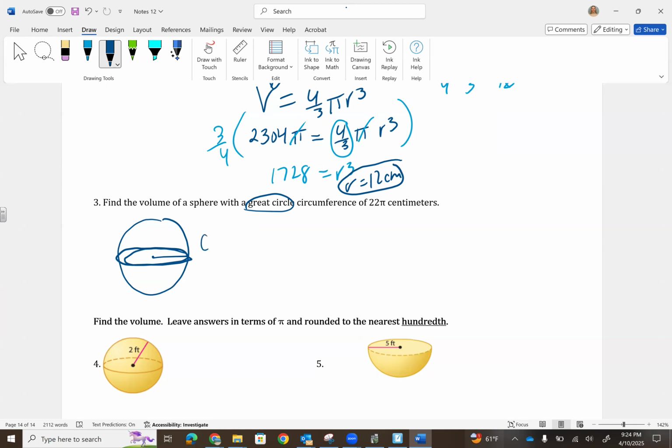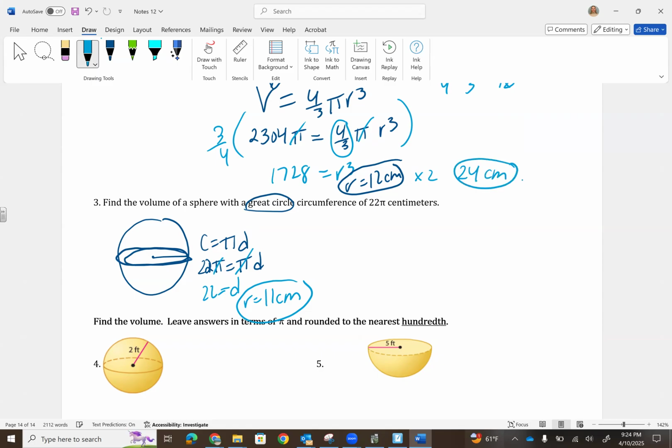So if we've got circumference equals pi d, and they give us the circumference is 22 pi, to solve that, you're going to divide both sides by pi. D equals 22. That means the radius equals 11 centimeters. Oh, the top one, they want us to find the diameter. So let's multiply that by 2 and you get 24 centimeters. That would be our final answer on the top one.